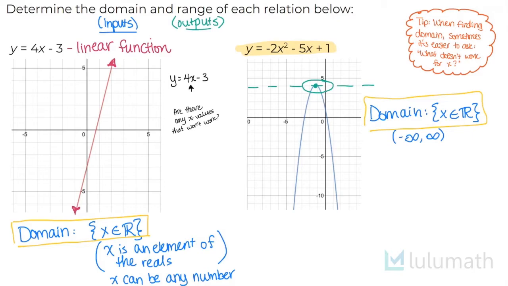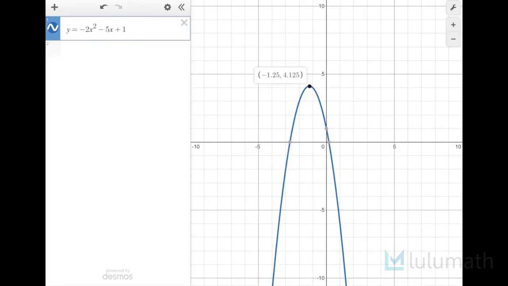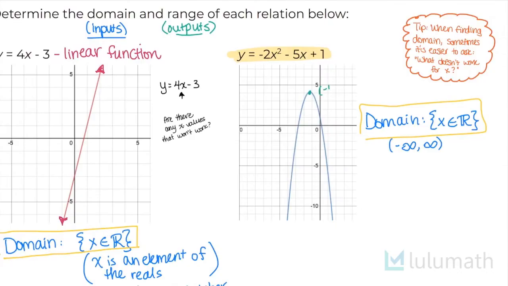So I need to determine what my vertex is. And there are a lot of different ways to find the vertex, and there are a lot of videos on that if you want a refresher. But I'm just going to use the technology to help me out so I can get a quick answer. So using Desmos, I can see that my vertex is (-1.25, 4.125).